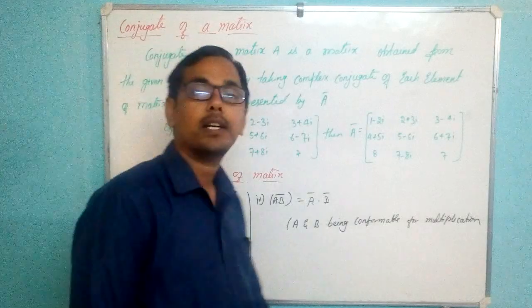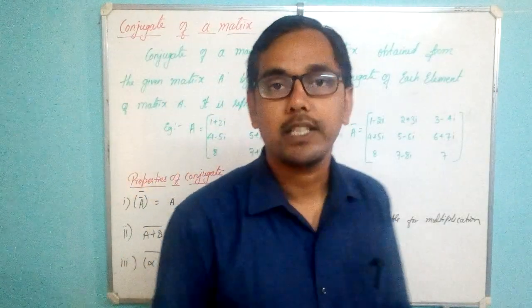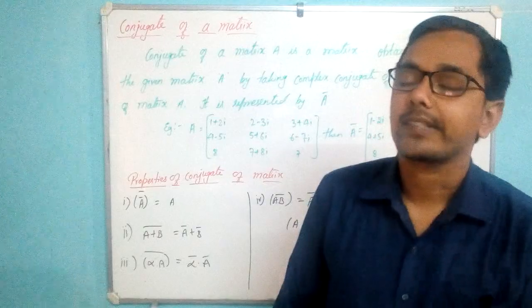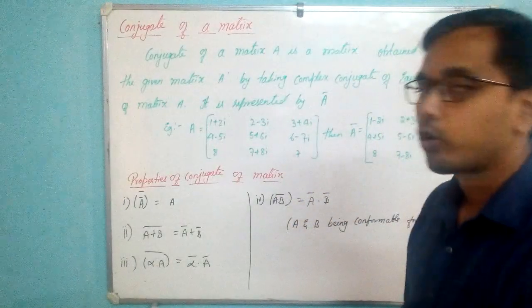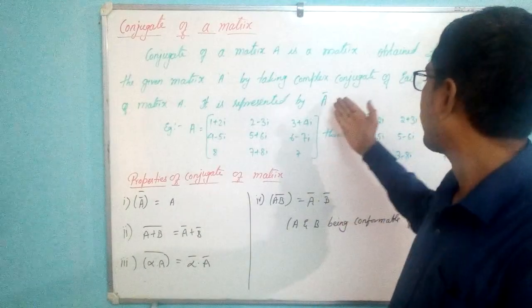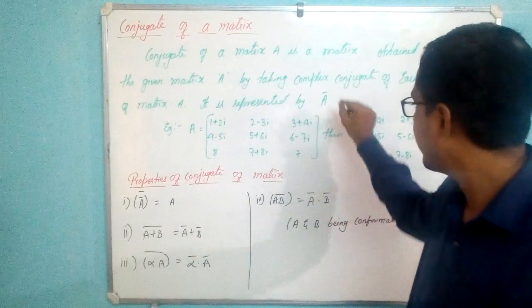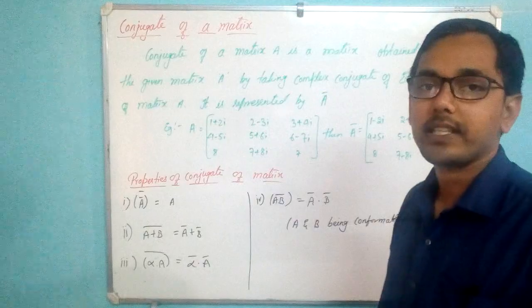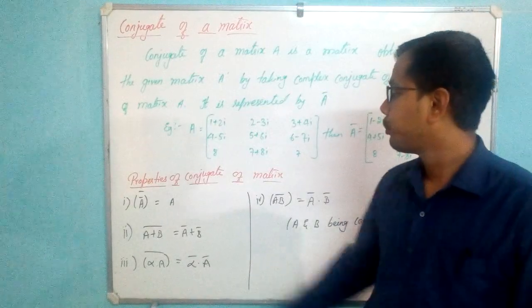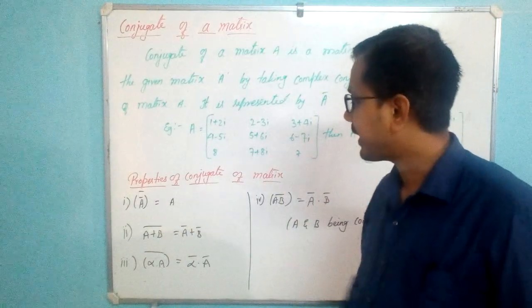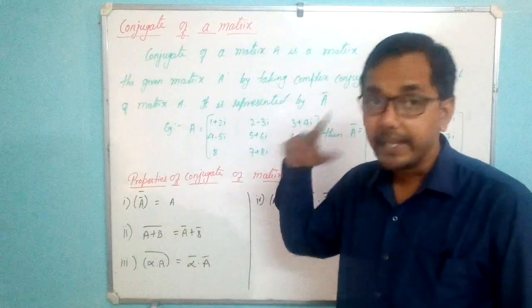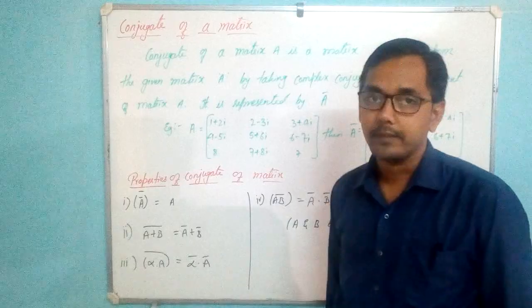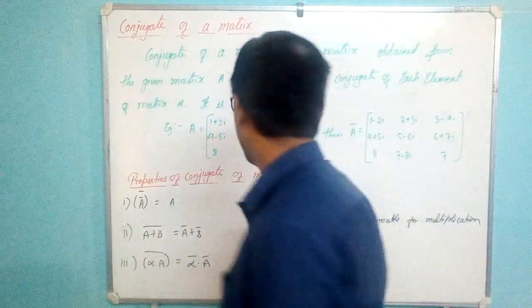So this was the concept of complex conjugate or conjugate of any matrix. Okay, so now coming to the properties of conjugate of a matrix. And I said conjugate is represented by A conjugate, that is, a horizontal line on its head. Okay, so properties of conjugate of the matrix. Conjugate of A conjugate will be equal to A. Conjugate of A conjugate will be equal to A.